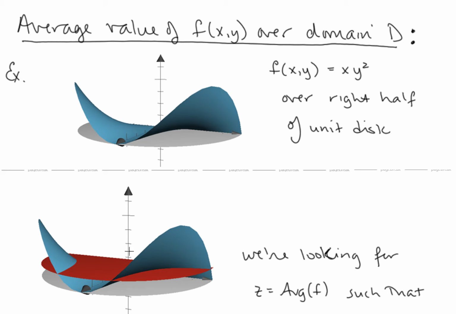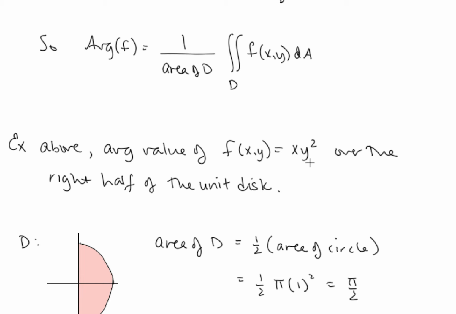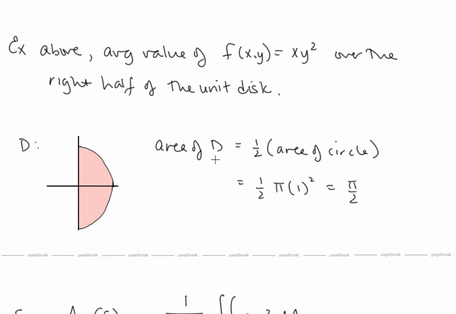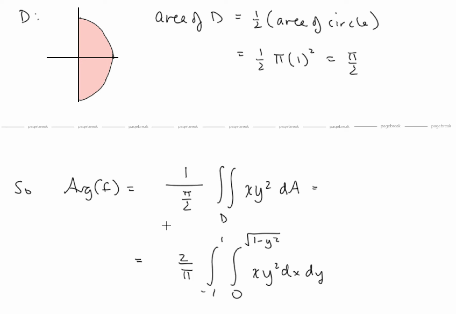So for the example above, the average value of the function f of x y equals x y squared over the right half of the unit disk looks like this. We're going to take the area of our domain, so that's 1/2 the area of the circle. Our radius here is 1, so we get pi over 2. That's the area of our domain. And now we want to take 1 over that area multiplied by the double integral over D. Now describing this region, we'll take x going from 0 to radical 1 minus y squared, and then y going from -1 to 1. So we'll integrate on x first. X goes from 0 to radical 1 minus y squared, and then integrate on y from -1 to 1.